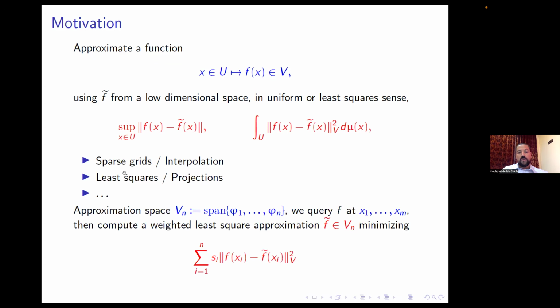So for least square, the setting is the following. We have an approximation space, so the low dimensional space I was talking about here is an approximation space, which is spanned by some basis. I'll denote phi1 to phi n, and we'll query f at points of the domain U. I will call them throughout the presentation x1 to xm, and then compute a weighted least square approximation f tilde to f, which is a solution to this minimization problem. So we minimize this quantity over here. So for example, in machine learning, neural networks, etc., this is what is called ERM, I think, empirical risk minimization. So we just minimize the difference between f and f tilde in the empirical least square sense.